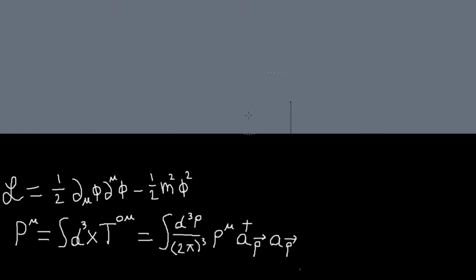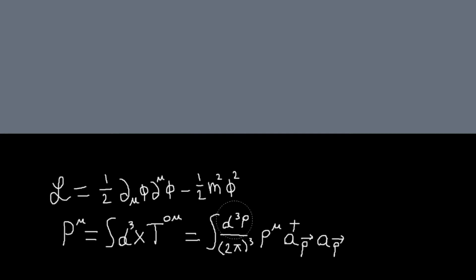Okay, so this is the third problem from the second problem set of David Tong's lecture notes. In this one, we're basically showing that the four momentum operator, after being normal ordered, can be written like this in our Klein-Gordon theory.